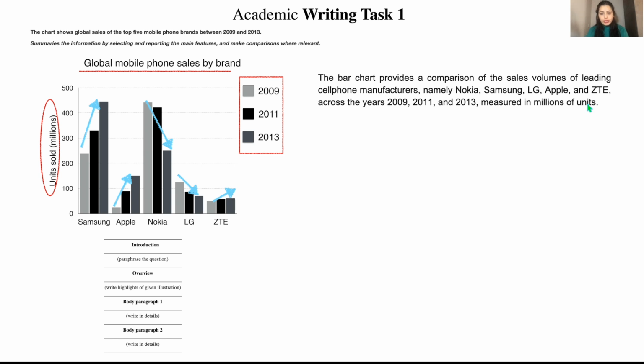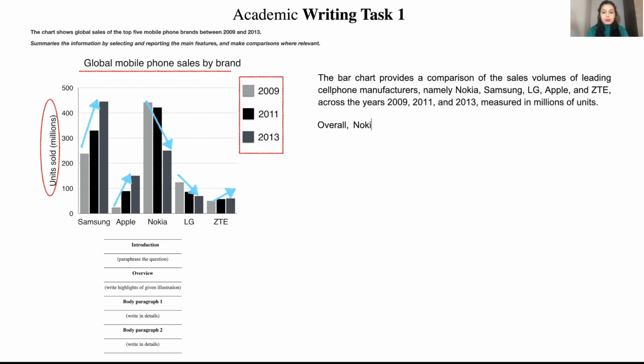All right, okay. So this is what our introduction looks like. We have used here the comparison of sales volumes, and we have also used the names. So as you can see, Samsung, Apple, Nokia, LG, ZTE, these 5 companies are mentioned. Their names are mentioned here, but they are not mentioned in the question, so don't worry about that. If they haven't been used, you can use them in your introduction. Okay, so now our next step is to write the overview. So how am I going to write this?